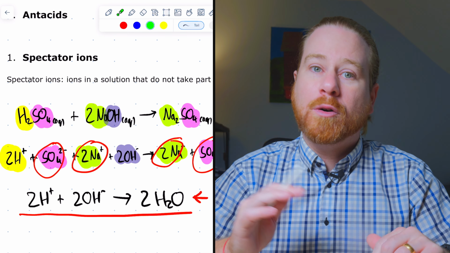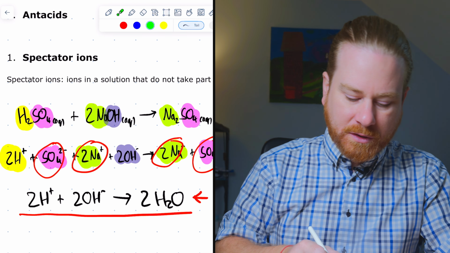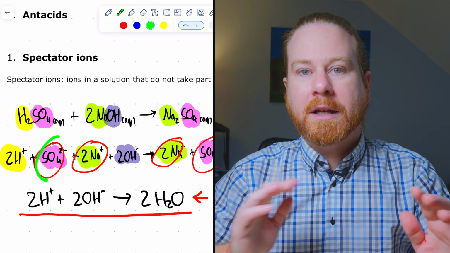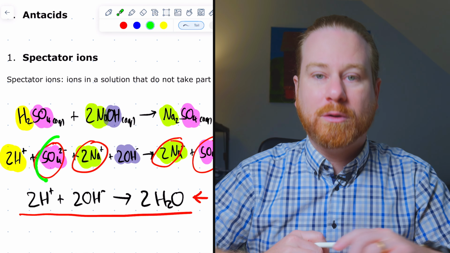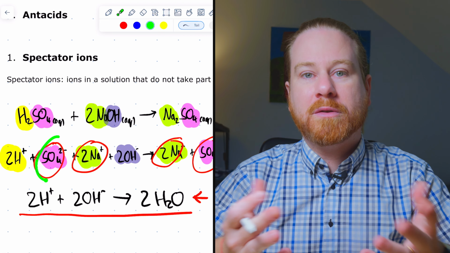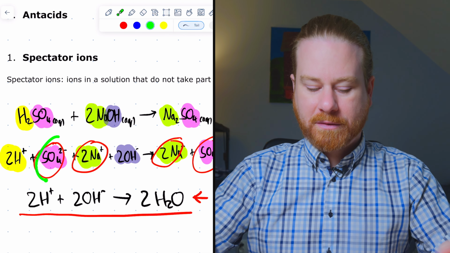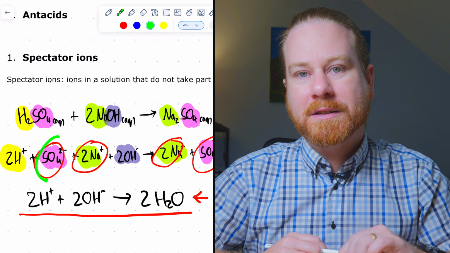So why do we have these spectator ions? Well, they are here to help balance the charges. Without some extra negatives and positives, the charges wouldn't balance and you just wouldn't be able to have your solutions at all. You couldn't just have a beaker of something entirely negative or entirely positive, even if you wanted to. So they are there to balance the charges.